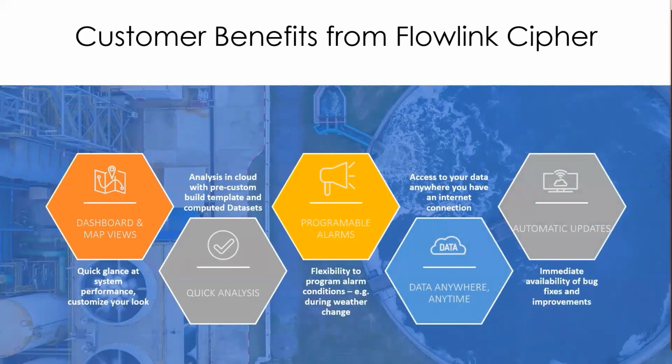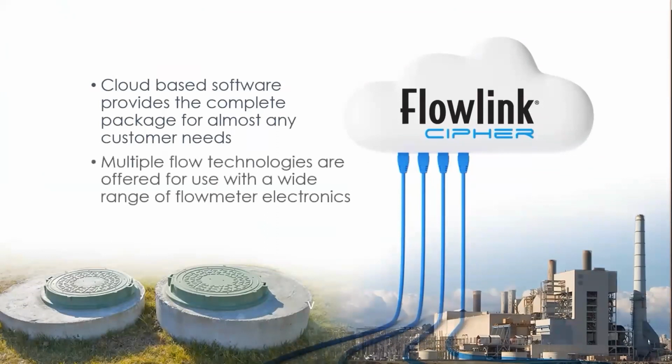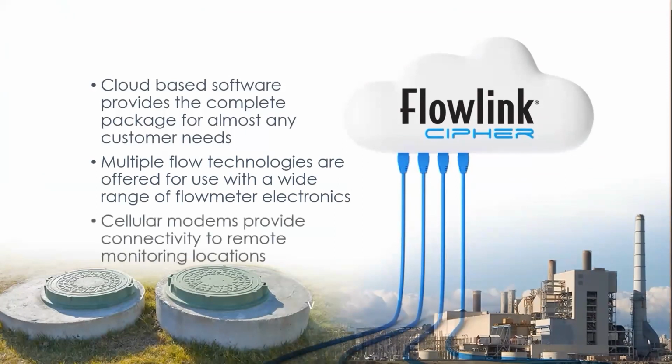And the automatic updates, the IT departments love this, because now they no longer have to get involved to update software that's on your desktop computer. If it's using cloud-based software, it automatically gets done in the background. So the Flowlink software, a cloud-based software, provides the complete package for most of your customer needs. You can use multiple technologies, the different sensors, either ultrasonic, radar level, bubblers, area velocity, all the different technologies and flume devices you can use with the Signature meter and send that data into Flowlink Cipher.